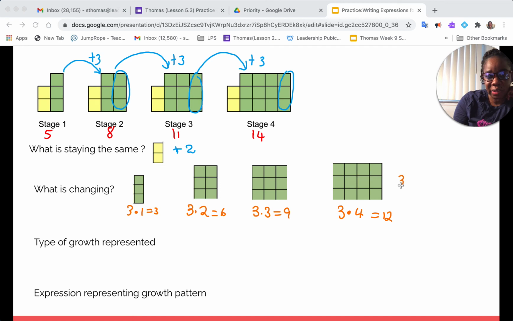So if I'm trying to write an expression, which we're eventually going to get to, I know that this is going to be 3 times n, where n represents a stage. So this is stage 1, stage 2, stage 3, stage 4. The type of growth, because we're constantly adding the same number, we notice that that would be a common constant rate. So this is a linear growth.